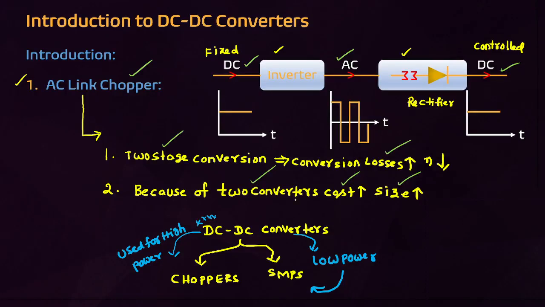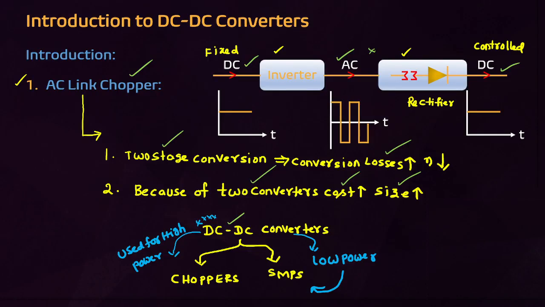choppers are developed. DC choppers are nothing but DC to DC converters. There is no DC to AC, AC to DC. Directly you can convert DC to DC. But in AC link chopper, DC is converted into AC, again AC is converted into DC. But there are drawbacks. To overcome the drawbacks, directly we are using DC choppers.